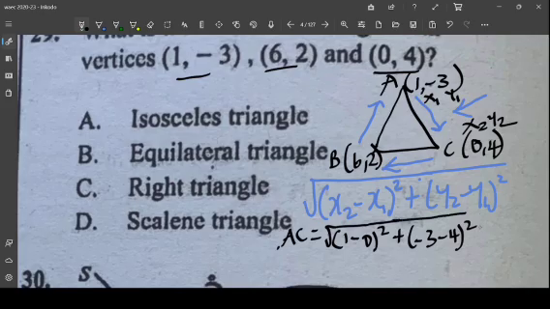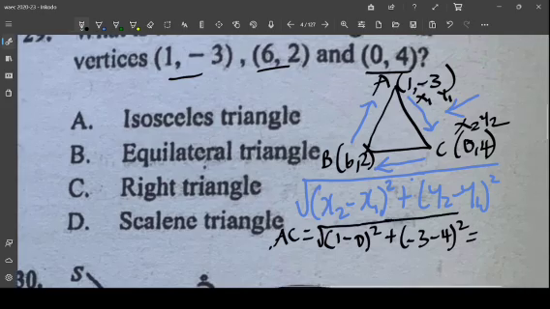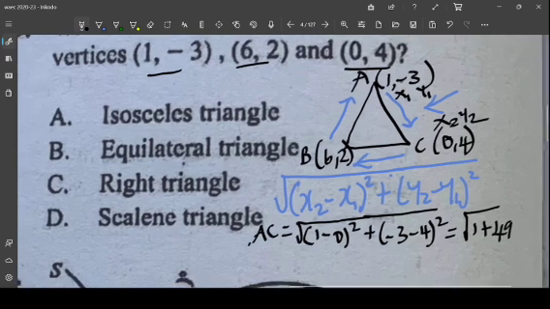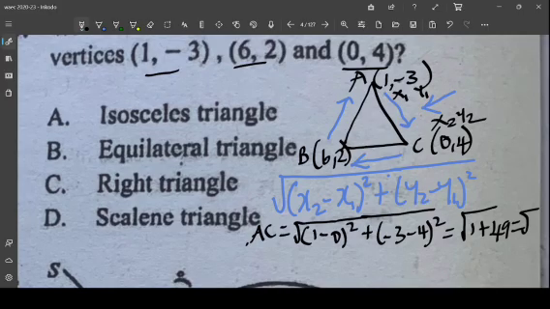All right, so what do I have when I solve this? This is equal to square root of, what is 1 minus 0? That's 1. What is 1 squared? 1 squared is 1. Plus, what is -3 minus 4? That's -7. So what is -7 squared? That's -7 times -7, that's 49. So I have 1 plus 49, which is equal to root 50. So I'm going to leave that as the distance from A to C.